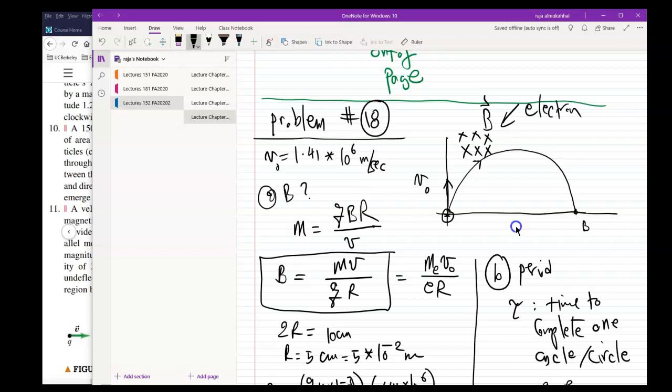And for the proton, it's going to be out of the page. Again, please convince yourself that's the main difference between them. So the magnetic field has to be out of the page for the proton, whereas for the electron it has to be into the page.